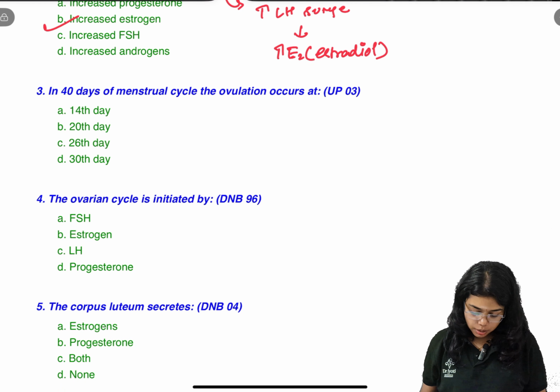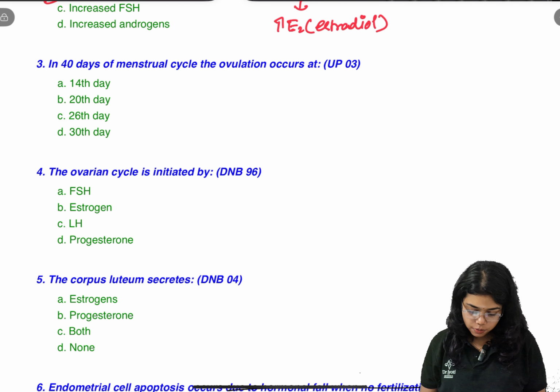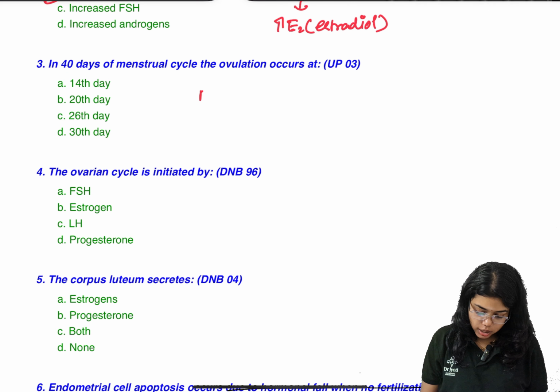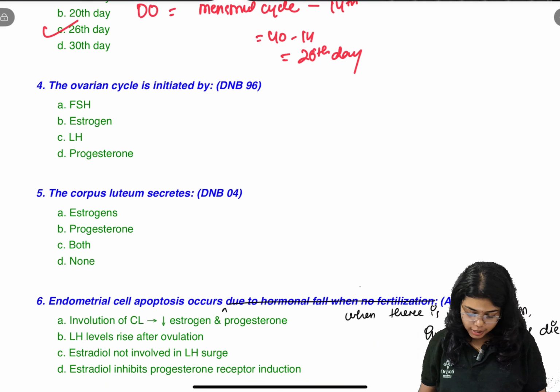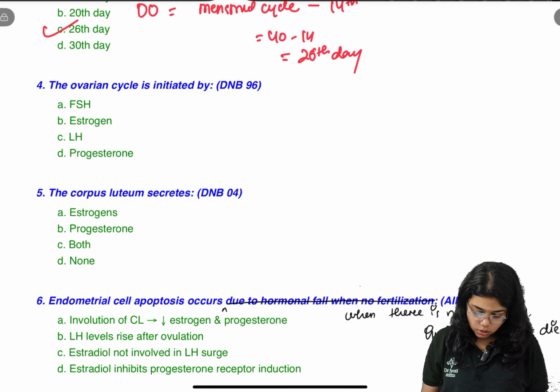Then coming to the third question: in a 40-day menstrual cycle, ovulation occurs at. The day of ovulation is the menstrual cycle length minus 14. So that means 40 minus 14, that is the 26th day. So the answer is the 26th day.